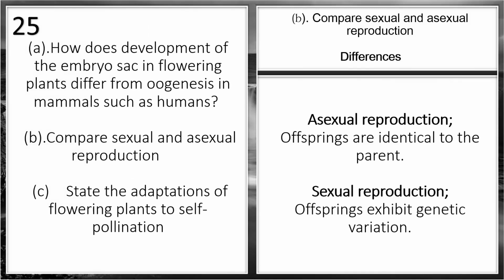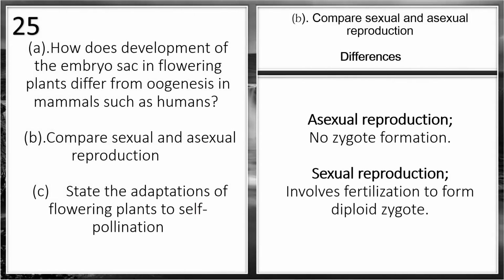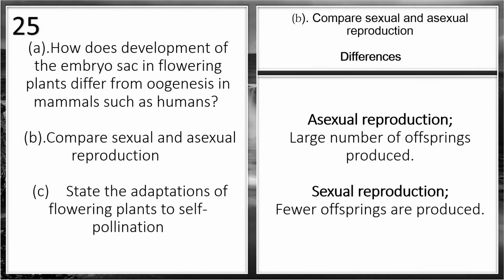Asexual, offspring are identical to the parent. Sexual, offspring exhibit genetic variation. Asexual, no zygote formation. Sexual, fertilization to form a diploid zygote. Asexual, large number of offspring are produced. Sexual, few offspring are produced.